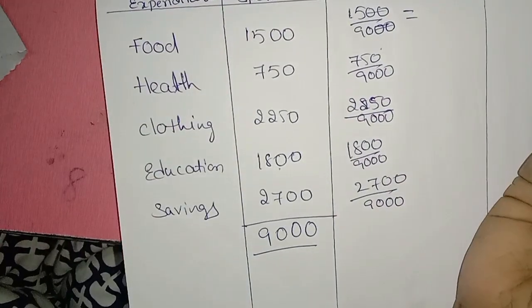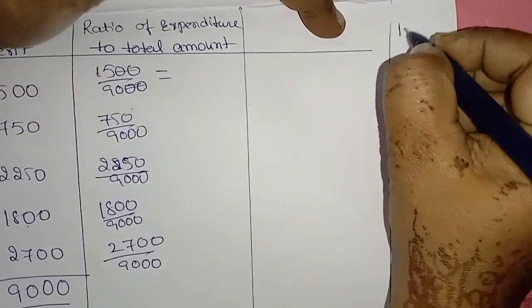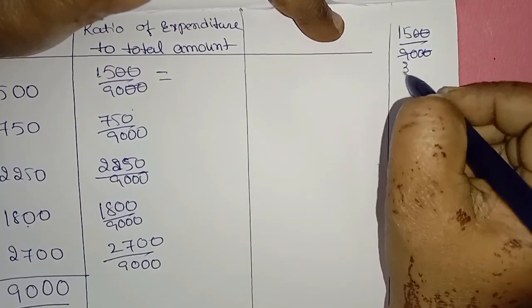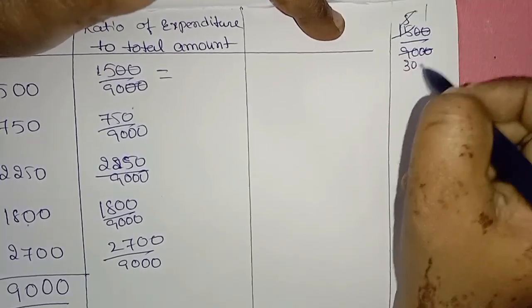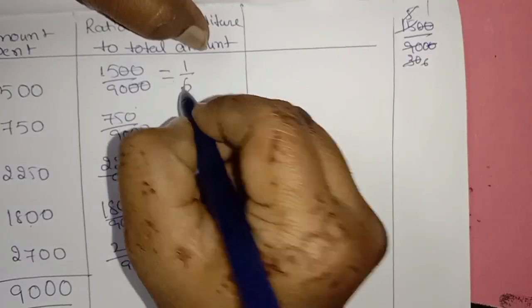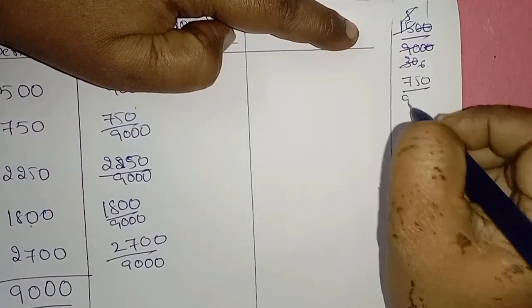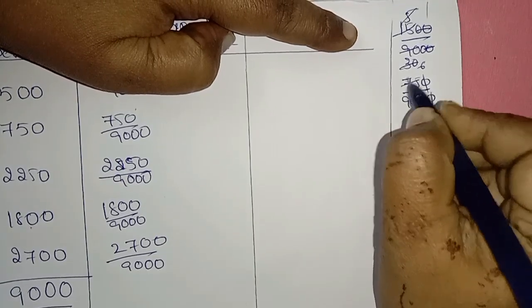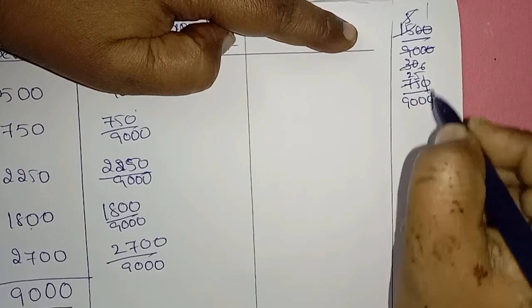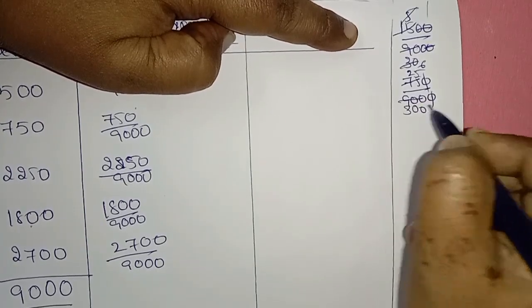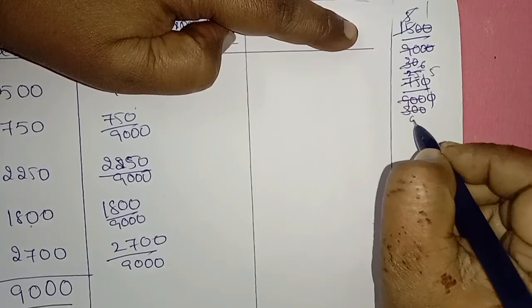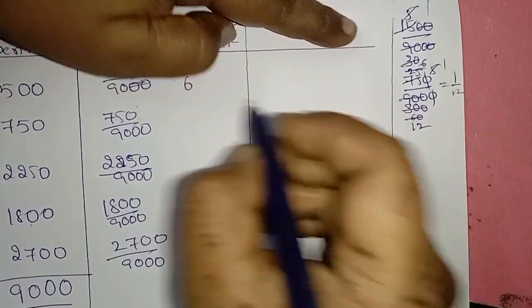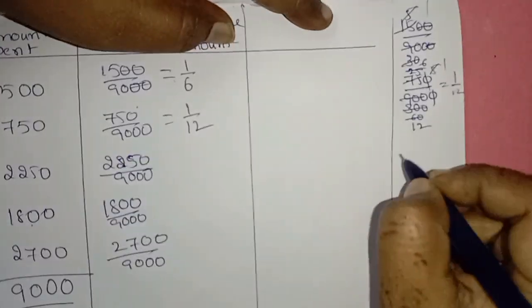So we will do this in rough column. I'm doing here 1500 by 9000, right? Zeros cancelled, 3 thirties are 90, so you get 1 by 6. Then 750 by 9000, zeros cancelled, 3 table, 3 twos are 6, 3 threes are 9, 1 by 12. Then 2250.